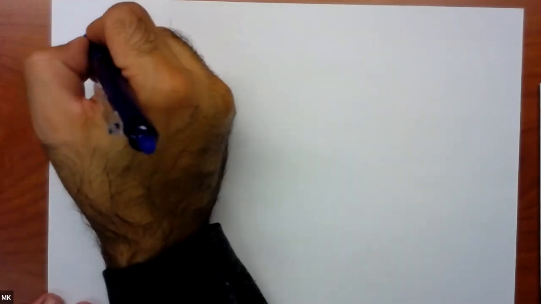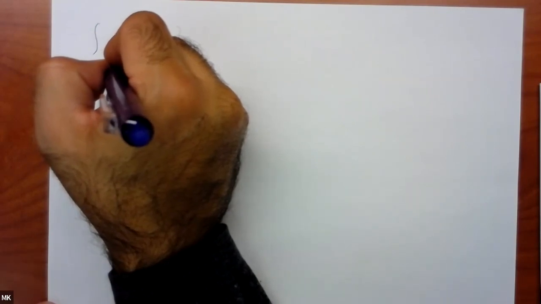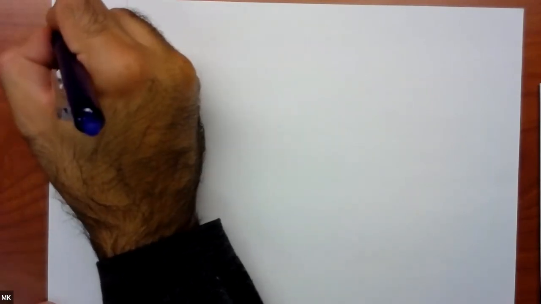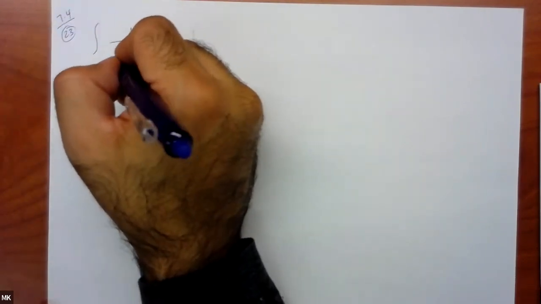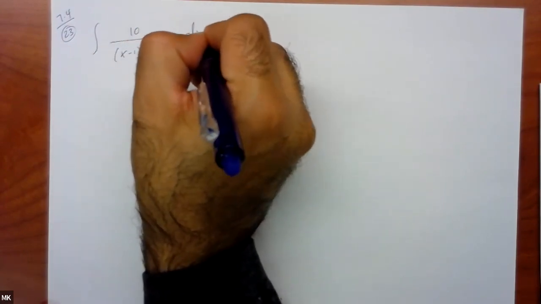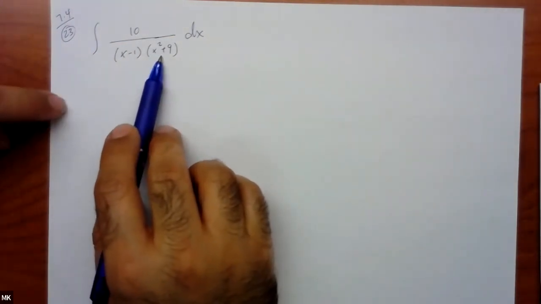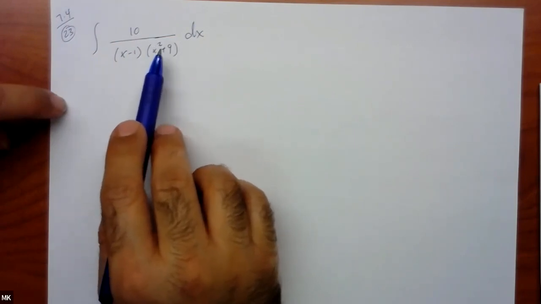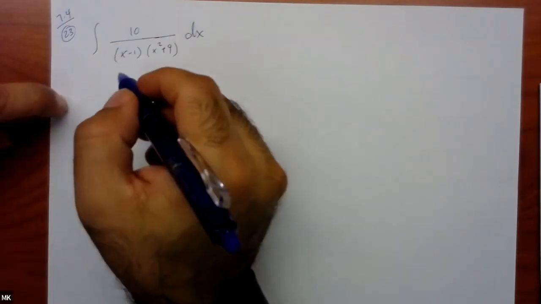So let's do 23 together. This is probably a good problem for us to look at. It's 10 over, this is number 23 in 7.4, 10 over x minus 1, x squared plus 9. Yeah, that's the irreducible quadratic I was talking about. Because you can't really factor x squared plus 9. If you try to solve for x, you get plus or minus 3i, because the square root of negative 9 is 3i. The imaginary number, complex number, so we can't really do much with that.